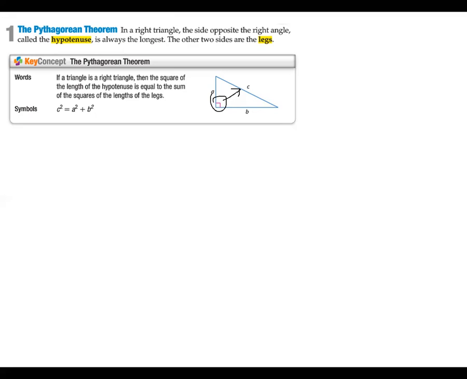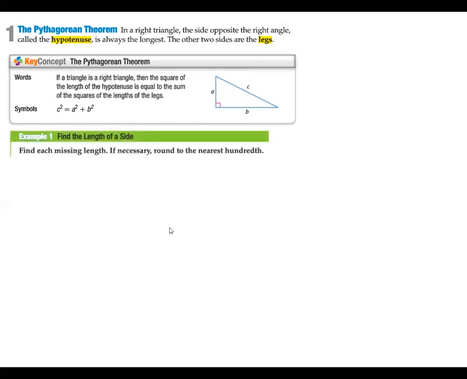Yeah, 180. So if a triangle is a right triangle, then the square of the length of the hypotenuse is equal to the sum of the squares of the lengths of the legs. In other words, the familiar formula a squared plus b squared equals c squared. So if you square this side and add them together, it equals the square of the hypotenuse. Okay, very useful. So find each missing length, and if necessary, round your answer to the nearest hundredth.